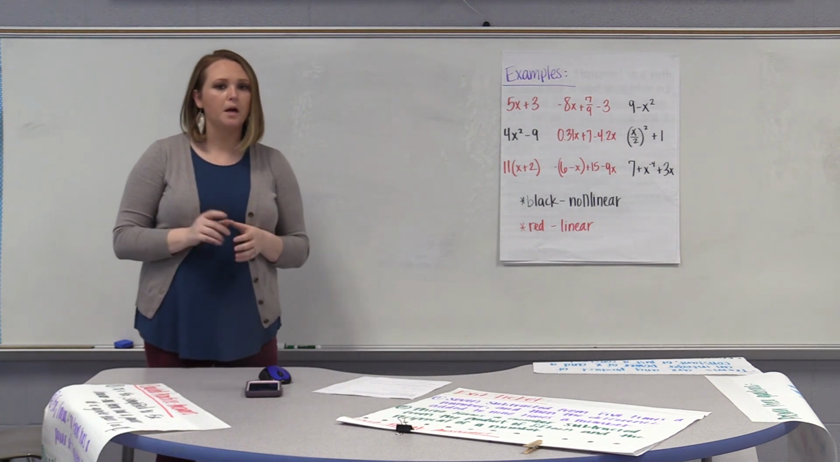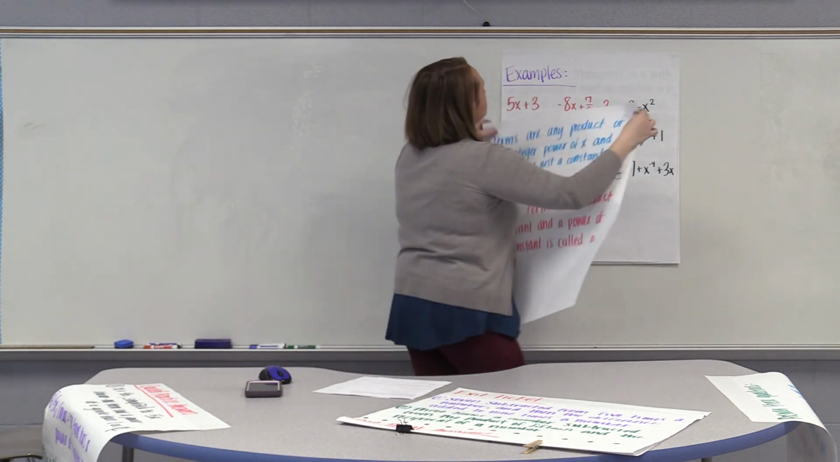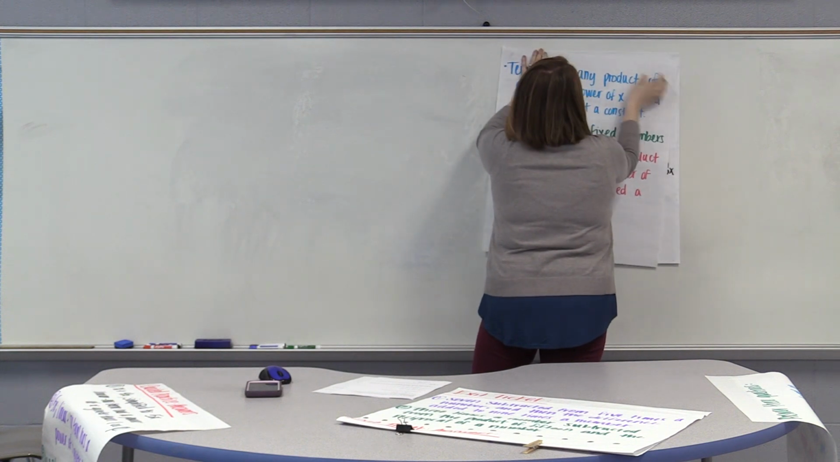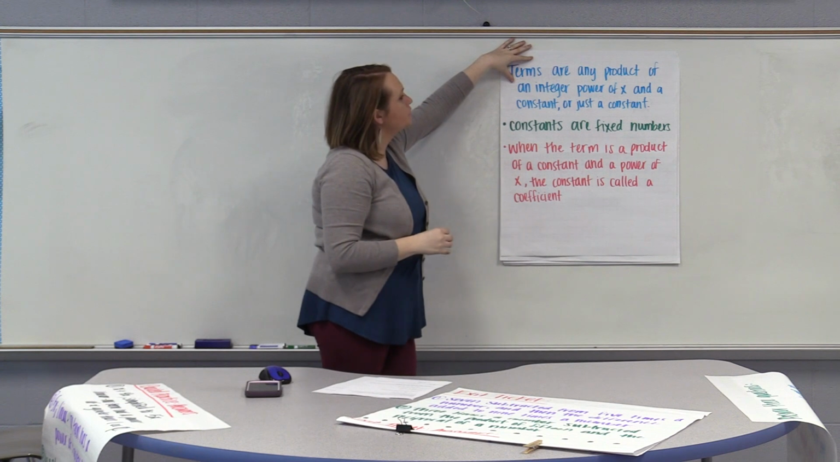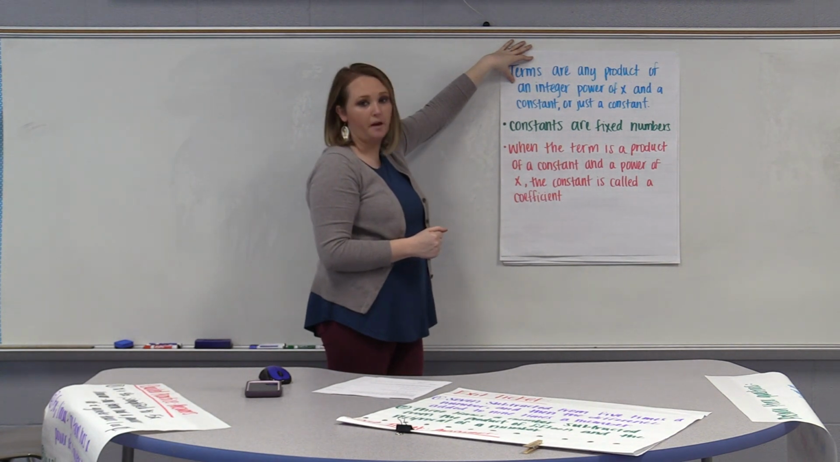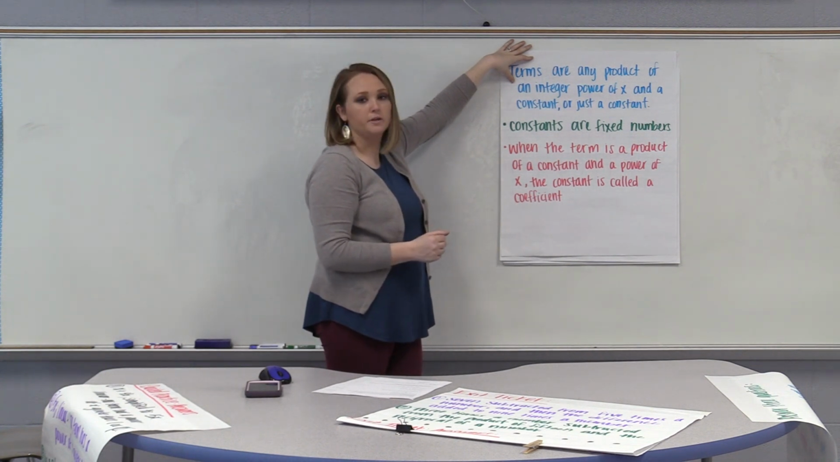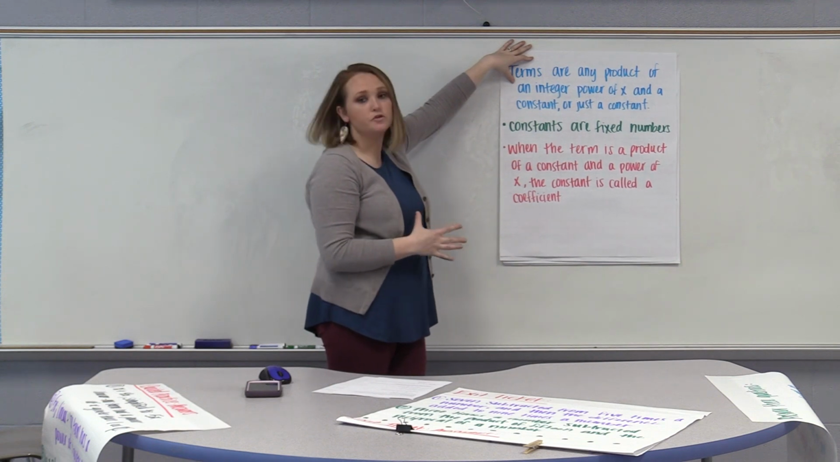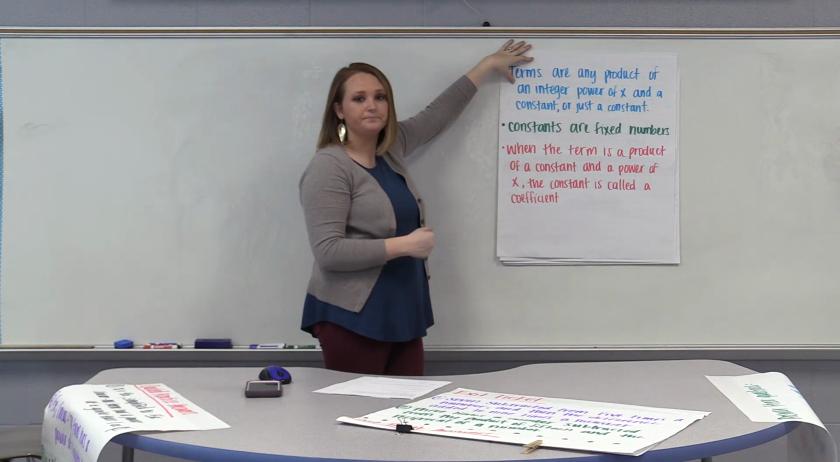Here are some things to remember. You might want to write this down. Terms are any product of an integer, power of x, and a constant, or just a constant. Constants are fixed numbers. When the term is a product of a constant and a power of x, the constant is called a coefficient. Please feel free to pause your screen at this point if I'm going at a pace that's a little bit faster than you would like.